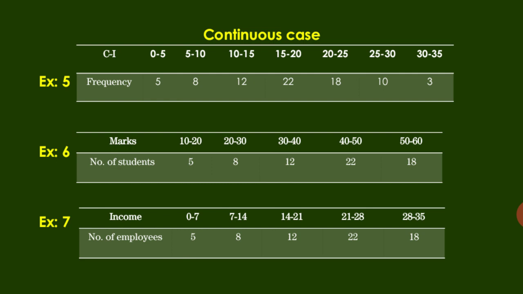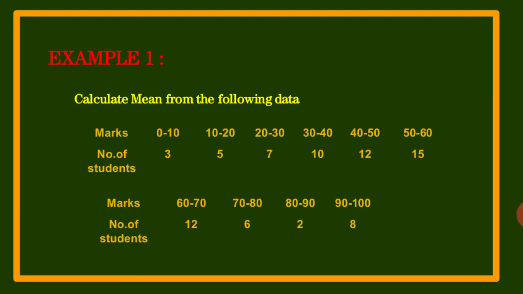Likewise, in example 6, marks and number of students are given. The marks are classified into different intervals and their corresponding frequency values are also given. Such a kind of data is called a continuous case series. Now we are going to calculate the mean for continuous case data. I am taking one example: calculate the mean from the following data. Here the marks and number of students are given. Already you know that this kind of data is called a continuous case series.